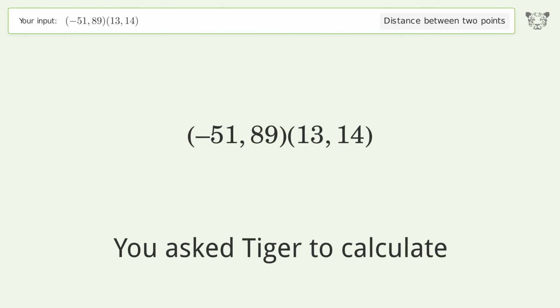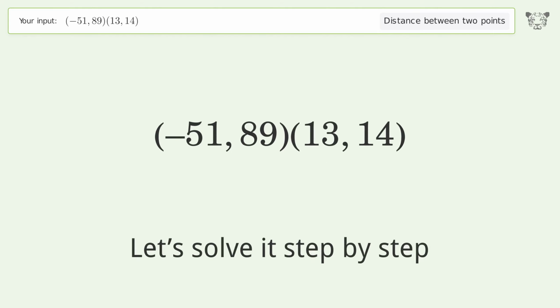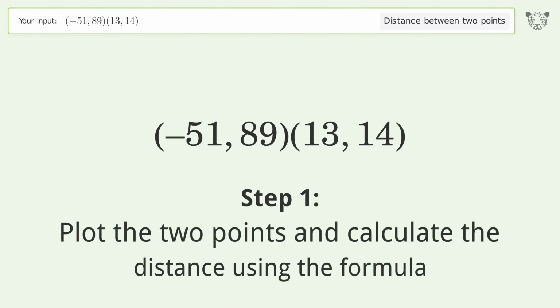You ask Tiger to calculate. This deals with the distance between 2 points. The distance between the 2 points is the square root of 9,721, or 98.595. Let's solve it step by step. Plot the 2 points and calculate the distance using the formula.